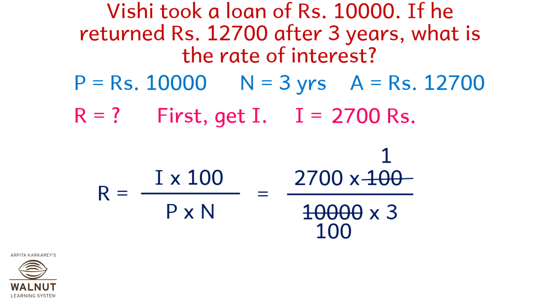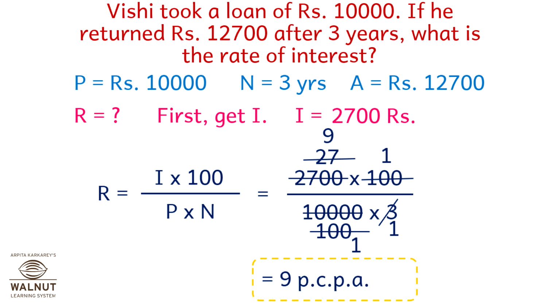So 100 ones are 100, 100 times is 10,000, 100 ones are 100, 27 times is 2,700, 3 ones are 3, 3 nines are 27. So the answer is 9% per annum.